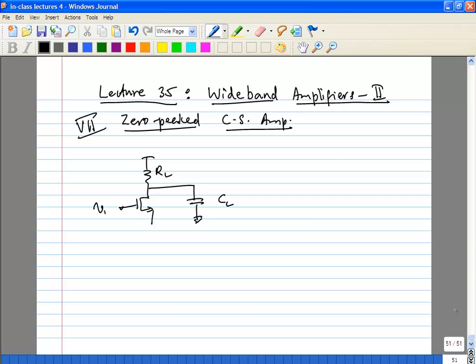Okay, so what is the fundamental problem? The pole which is dominating your roll off is actually your RL times CL. So what we'll do is we'll add an RSCS here. We'll see this RSCS actually produces a 0 in your transfer function, and you can try to cancel the RLCL pole with the RSCS 0, to make a wideband amplifier.